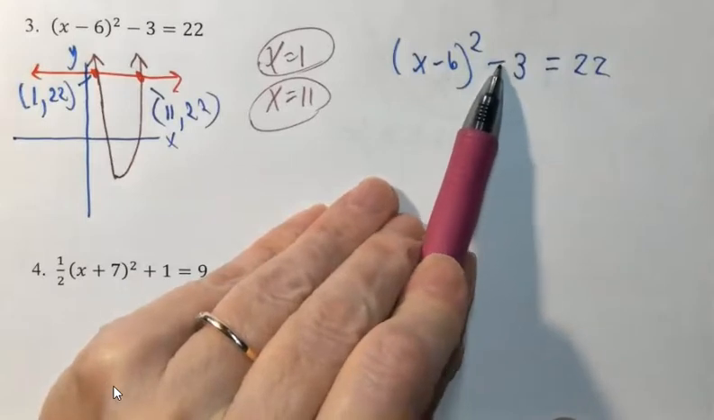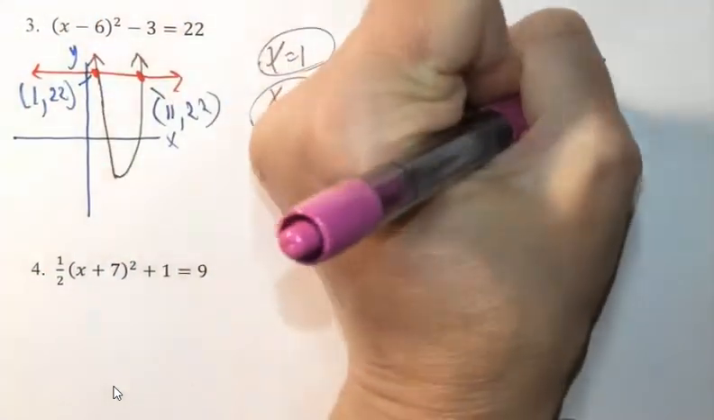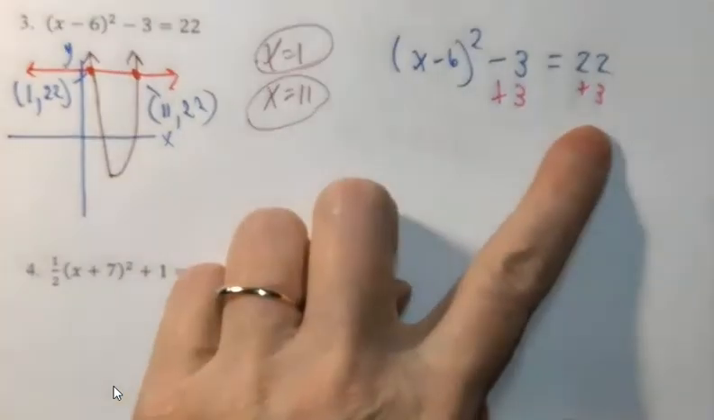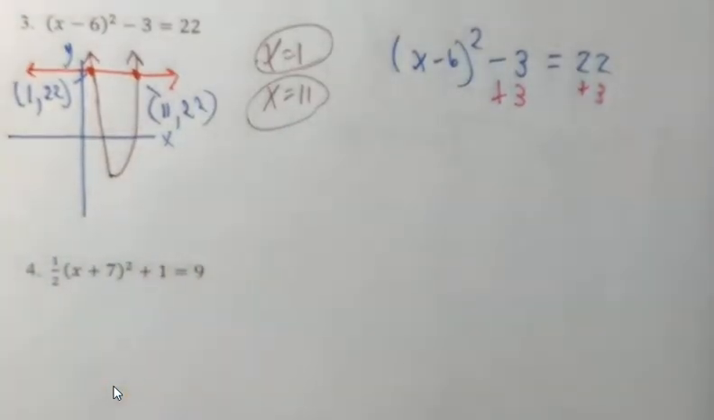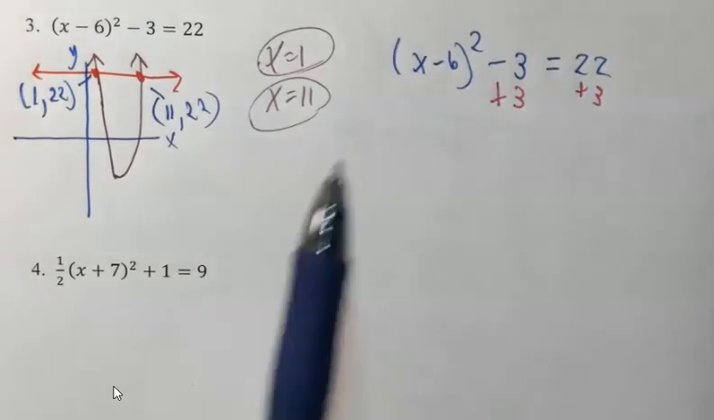And the inverse operation for subtraction would be addition. So let's do plus 3 here and plus 3 here. So when you add 22 and 3, you get 25. And I apologize for my camera. It just keeps wanting to focus for some reason.